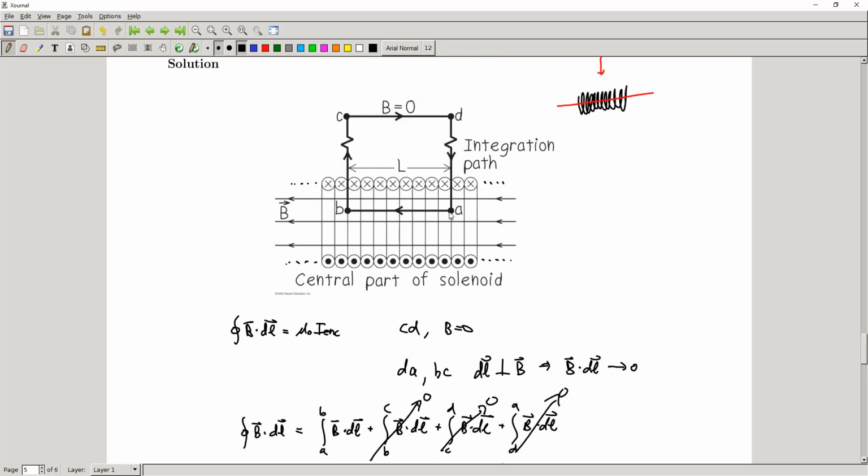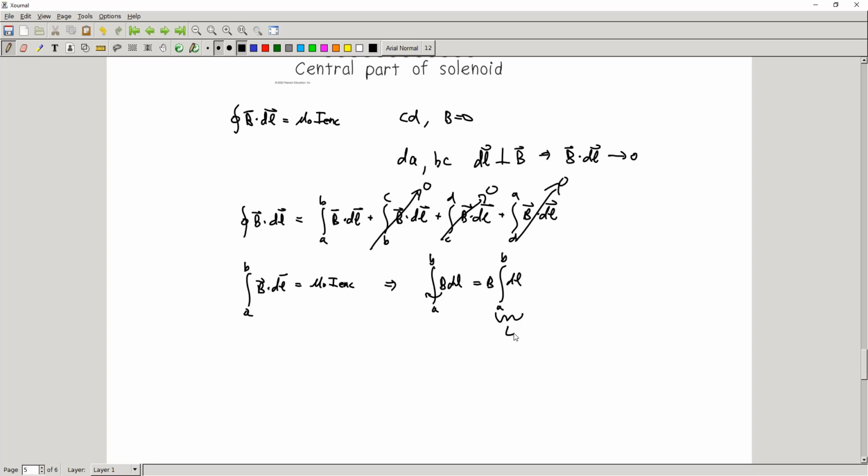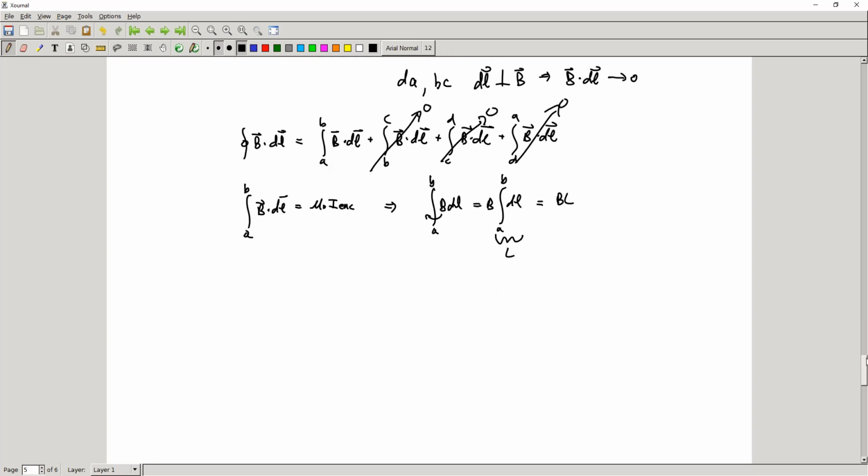Well, that's just the length of the line from a to b. What is that length? That's just L, right? So the integral just basically falls away. This just becomes L, and all of this just becomes equal to BL. Okay? And so cleaning this up one more time, we have BL equal to mu naught I enclosed.